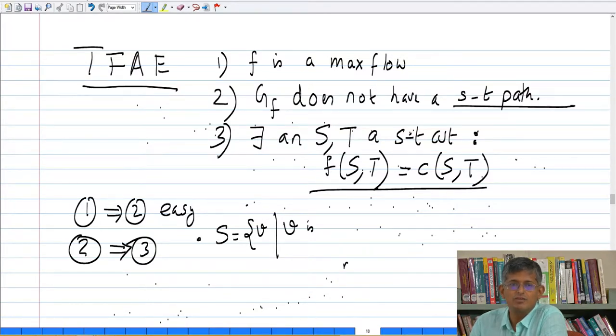Yeah, that's correct, right? But what would be that cut? Because I want a little bit more. I want to argue that the value of that flow is actually equal to the capacity of that cut. What would be that cut? You simply take all the vertices which are reachable from S.